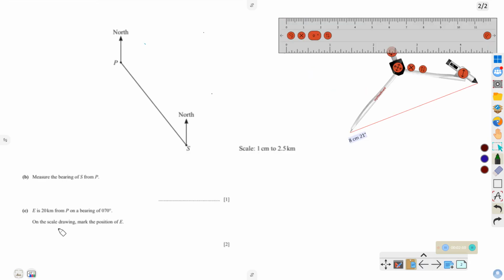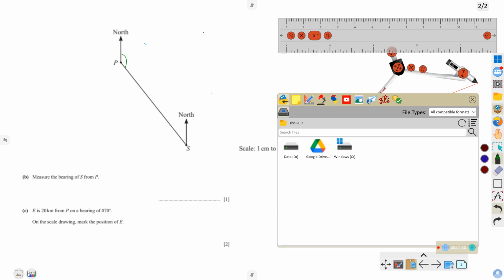Now B and C also we will do with the same picture I have taken. Measure the bearing of S from P. Now they are asking us to measure the bearing of S from P. So the bearing of S from P will be this bearing, this angle. So to measure that you need to use your protractors.